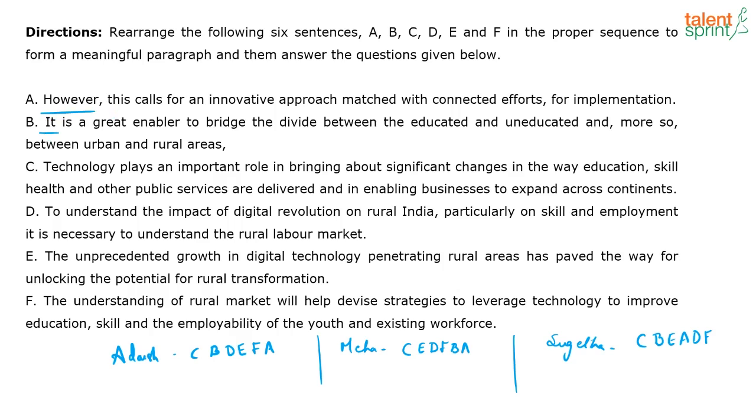D says to understand the impact of digital revolution on rural India, particularly on skill and development, which is kind of introduced here in C, right? And then E says the unprecedented growth in digital technology penetrating rural areas has paved the way for unlocking the potential of rural transformation. Some of you can come back and say, hey, even D and E can be topic sentences. Then the understanding of rural market will help devise. And if you look at D, E and F, right?